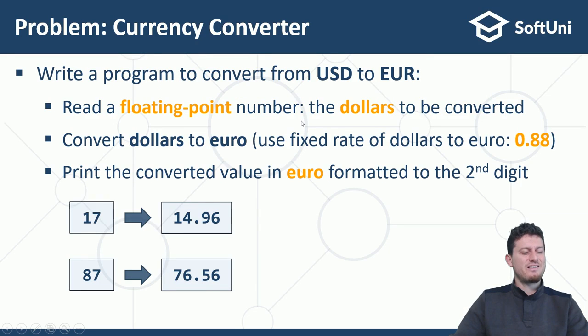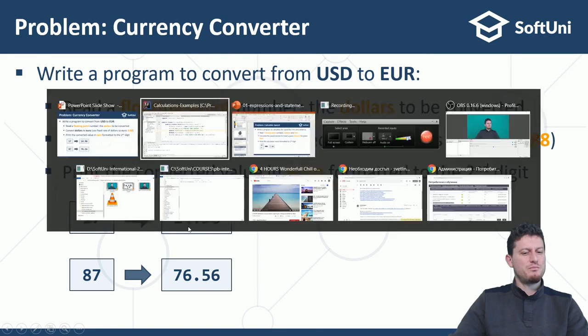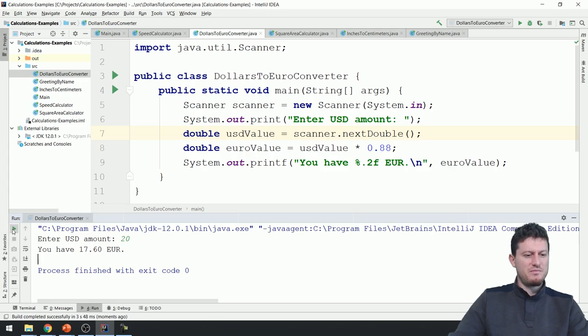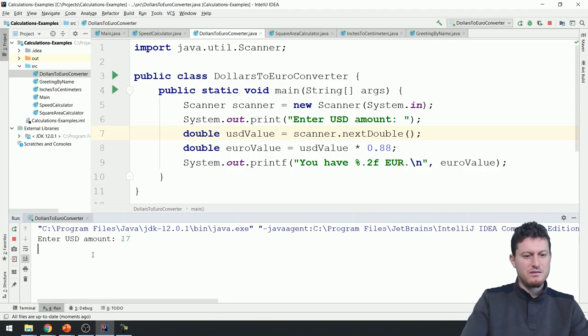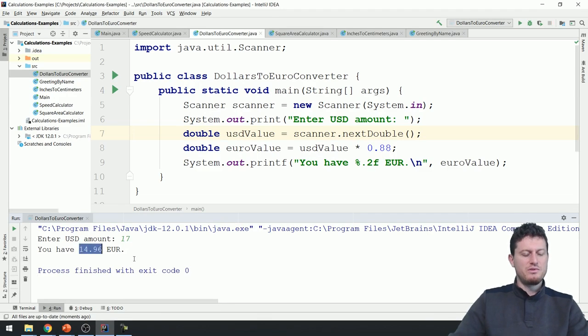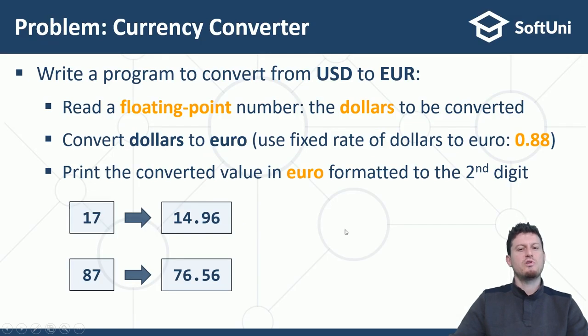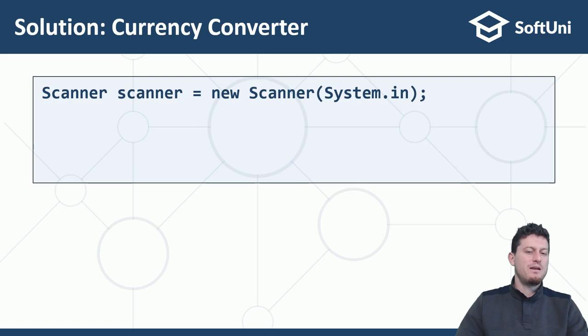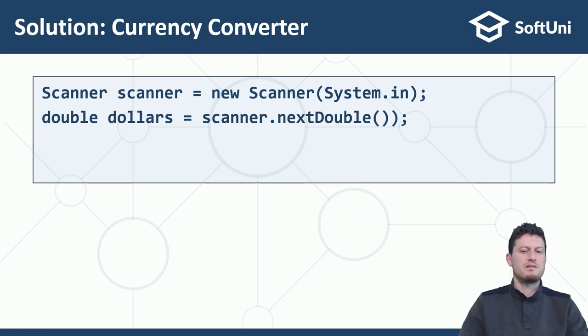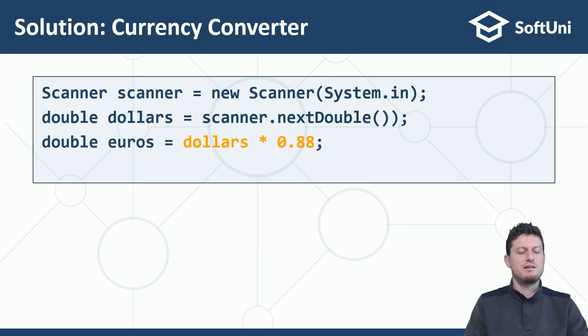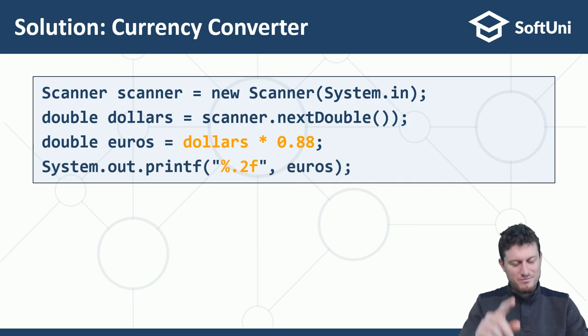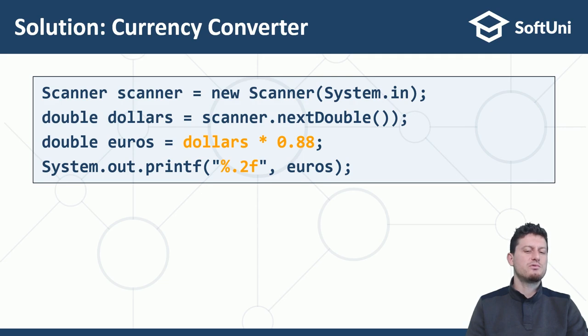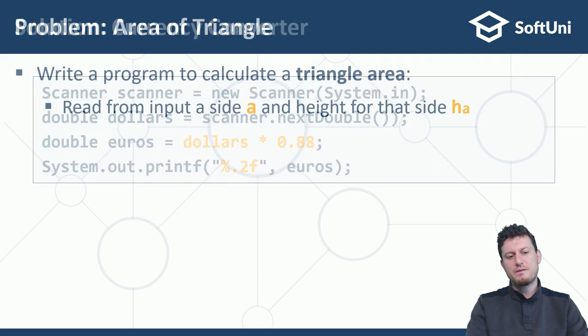So 17 should be 14.96. Let me check for 17, 14.96. Works correctly. Let's go ahead with the next problem. First, the solution is very similar. We read the first double, we multiply by 0.88, and we convert the output formatted to 2 digits after the decimal point.